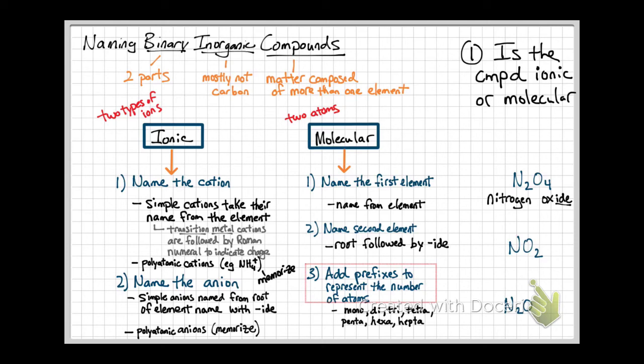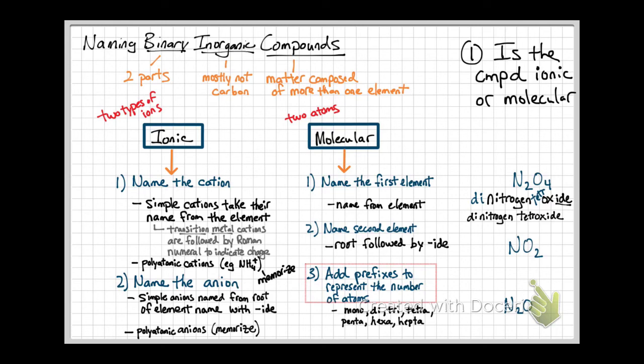So there are 2 nitrogen atoms, so we're going to use di. And there are 4 oxygen atoms, so we'll have to write in tetra. Looks like I don't have much space, so I'm going to squeeze this. And then in this case, since it sounds kind of funny to have 2 vowels together, we often drop the A out of the tetra and just make it tetroxide. Let's do another example.